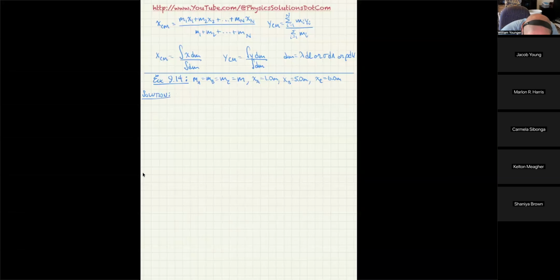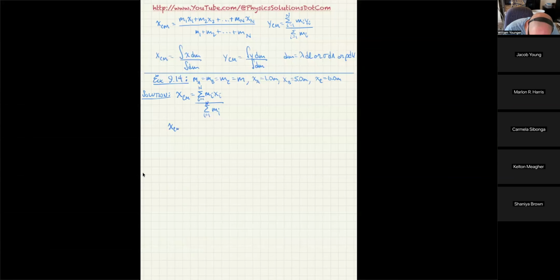The formula we're using is xCM is equal to the summation from i equals 1 to N of m sub i x sub i over the summation from i equals 1 to N of m sub i. So that's what we're using here. And we'll go ahead and calculate it.